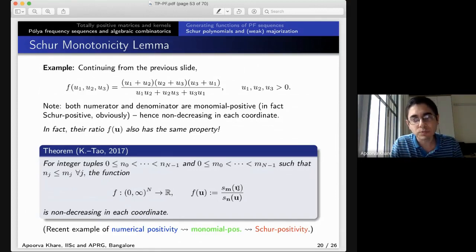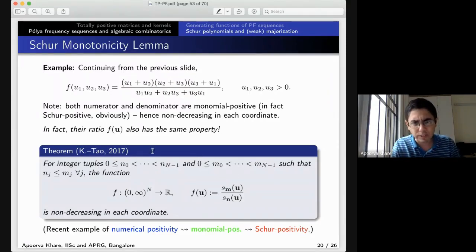But if my arguments, the ones which you raise to these integer powers, are positive numbers, I don't need to worry about integer powers. I can raise them to real powers. And then the same exact result holds, and that's what we really prove in our paper. Fix real tuples of this kind.